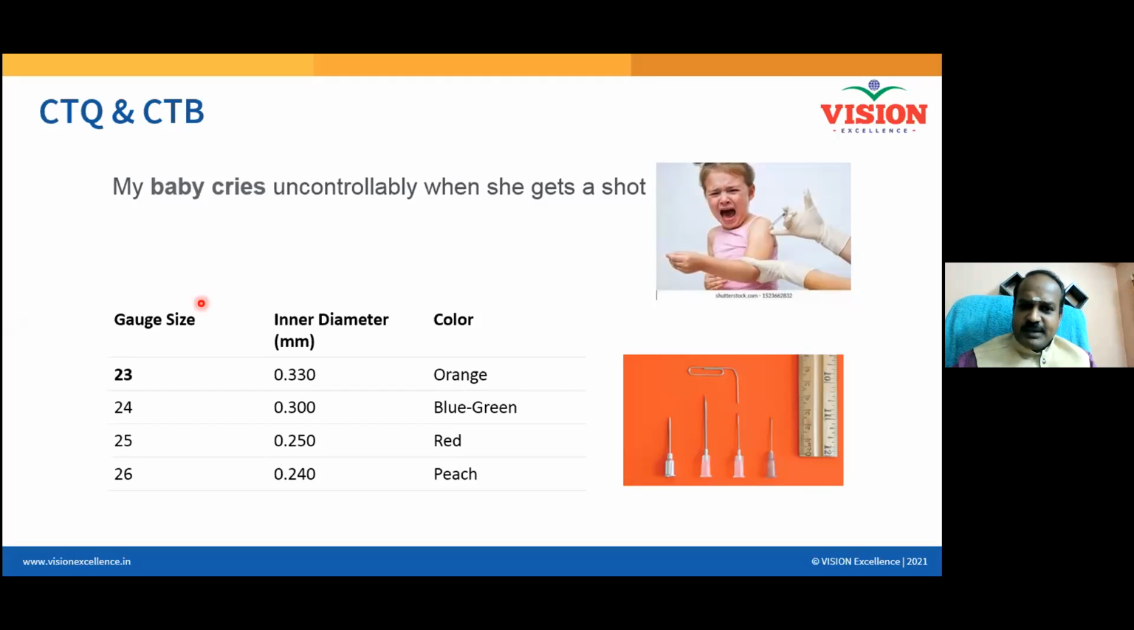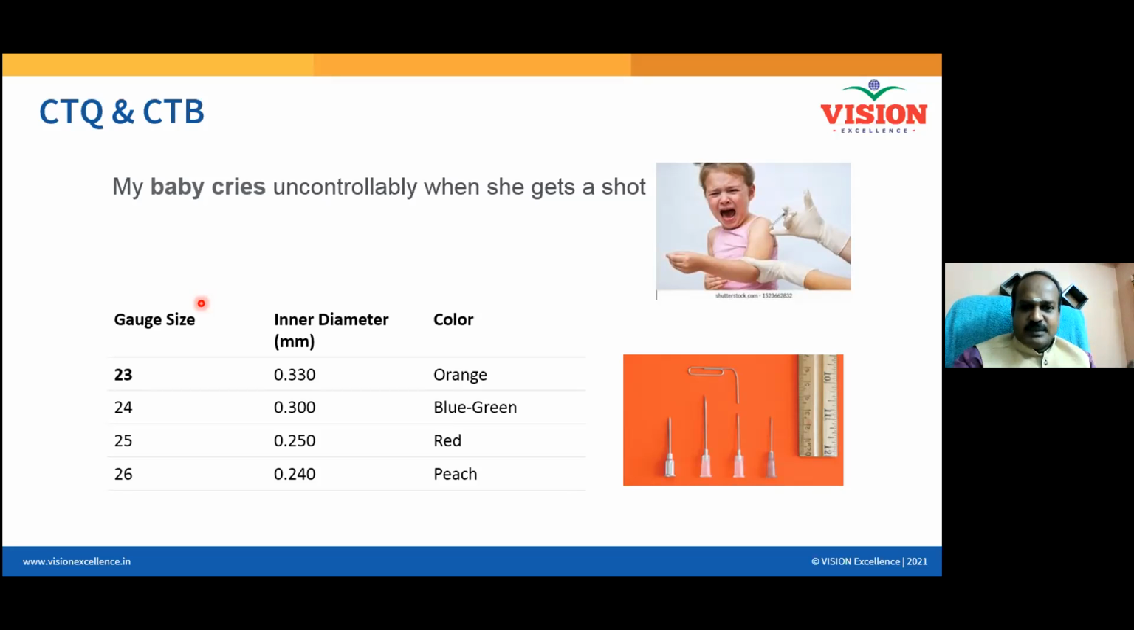If outer diameter of the needle is the CTQ, what is the inner diameter of the needle? That is the business challenge, right? When the inner diameter is 0.33, then how can I ensure I drill a hole that will make my inner diameter 0.33? Isn't it? The outer diameter causes the pain, and the inner hole is required for the medicine to flow. So voice of customer, when I want to solve, another problem comes, voice of business.